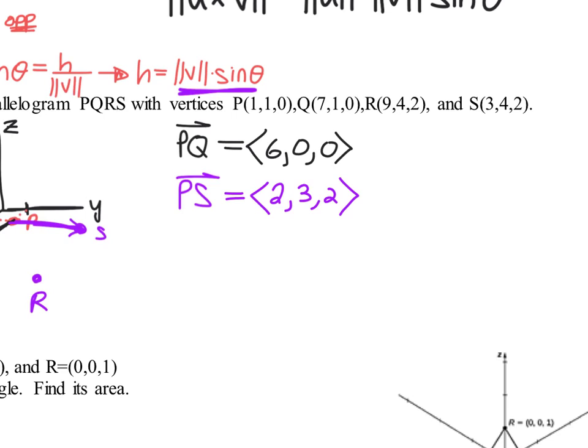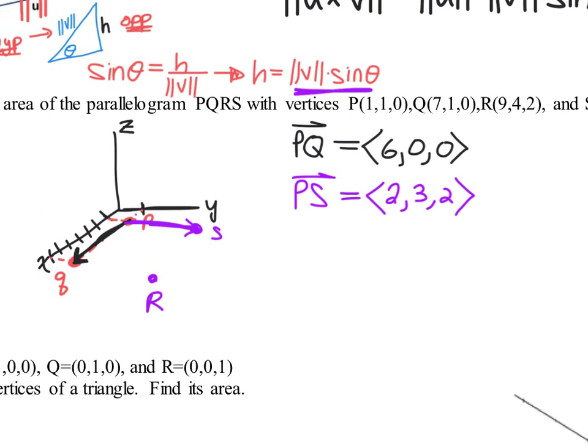I'm sorry, how is P to S? Didn't you say it has to be on the same plane or something? No, not in the same plane. They just have to be adjacent sides in the parallelogram. So if I were to actually sketch out the entire thing, you'd have a parallelogram that looks something like this.